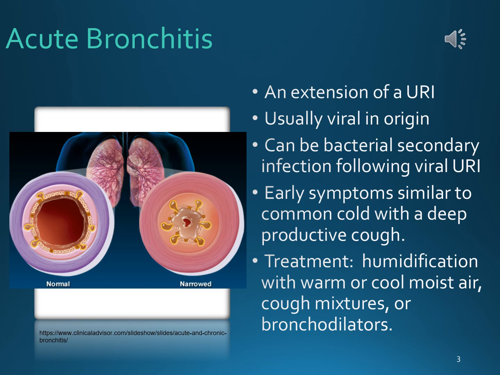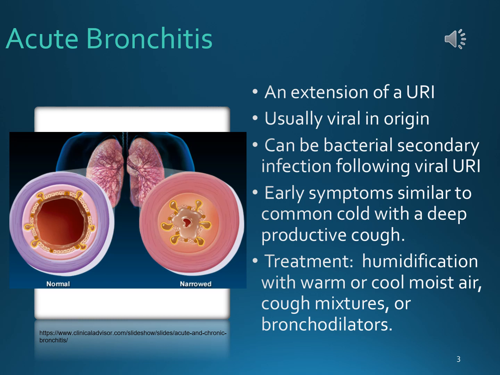Acute bronchitis is an extension of an upper respiratory infection involving the trachea, and it is usually viral in origin. However, it can be bacterial secondary to an infection following a viral URI. So if you get a cold, which is a virus, and the infection extends down to the trachea and becomes bacterial, then that is bacterial bronchitis.